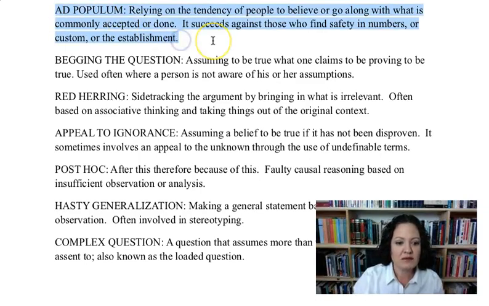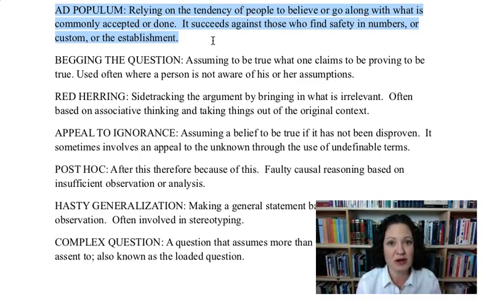Okay, this next one is ad populum. This is very popular as well right now. This is relying on the tendency of people to believe or go along with what is commonly accepted or done. It succeeds against those who find safety in numbers or custom or the establishment. Okay, this is groupthink. The group says this, I don't want to be outside the group, so I'm going to go with what the group believes.